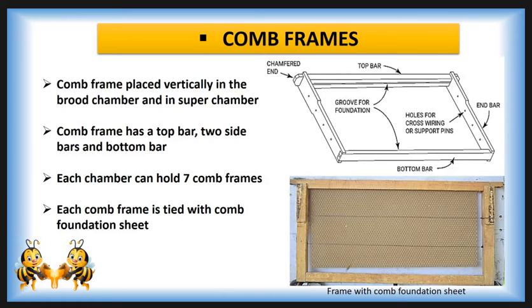There are two types of frames, the brood comb frame and the super comb frame. The brood comb frame is placed in the brood chamber and the super comb frame is placed in the super chamber.